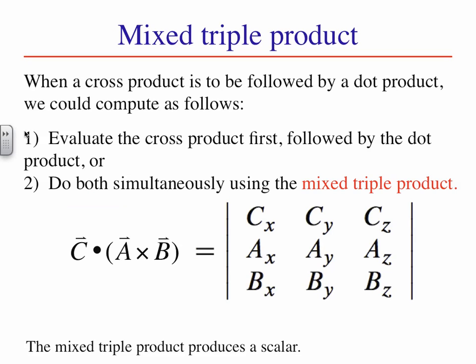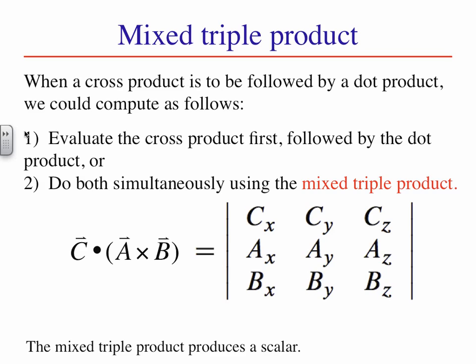As a last operation, we introduce something called the mixed triple product, an operation that involves both a dot product and a cross product. Here we are dotting vector c into the vector formed from the cross product of a and b. We could perform this operation in two steps, first by taking the cross product of a and b, and then in a separate operation taking the dot product between c and the vector resulting from the cross product. Instead, we can evaluate this in one operation by replacing the array of unit vectors in the cross product with the scalar components of c.